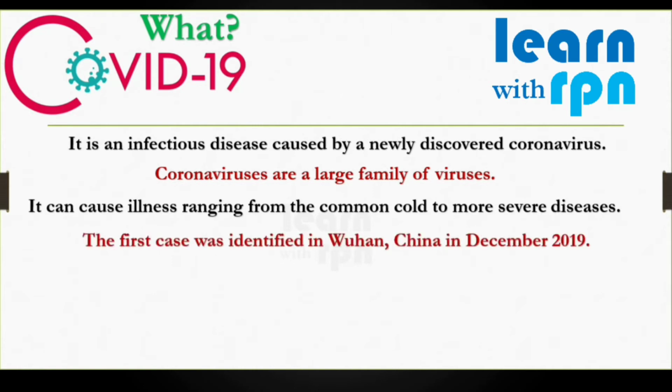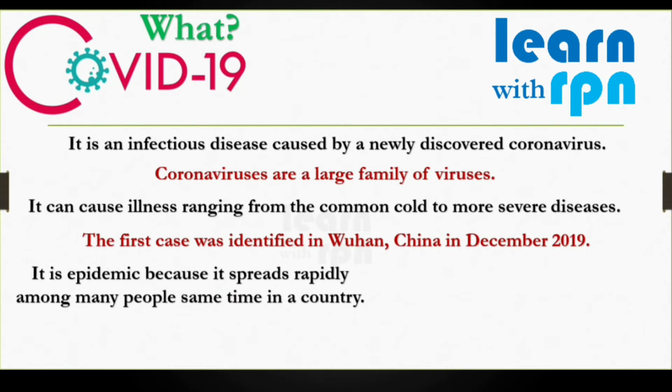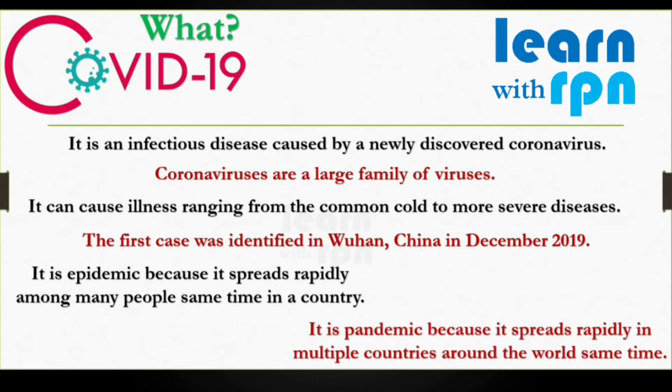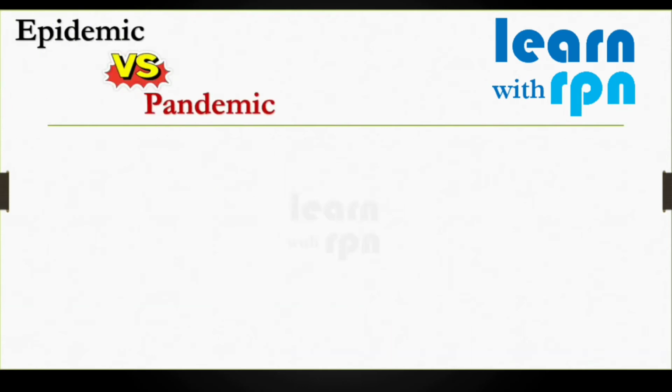The first case was identified in Wuhan, China in December 2019. It is an epidemic because it spreads rapidly among many people at the same time in a country. It is a pandemic because it spreads rapidly in multiple countries around the world at the same time. So if you want to know what is the difference between epidemic and pandemic, let's understand.